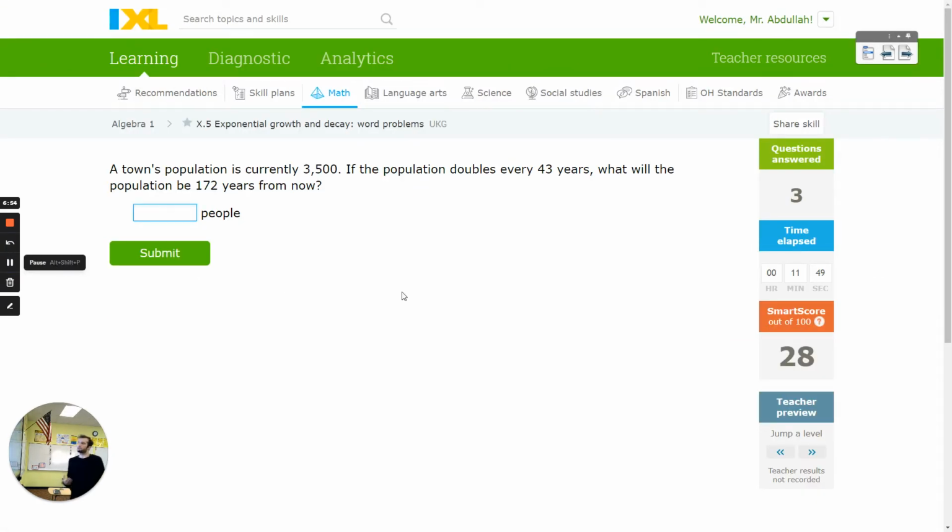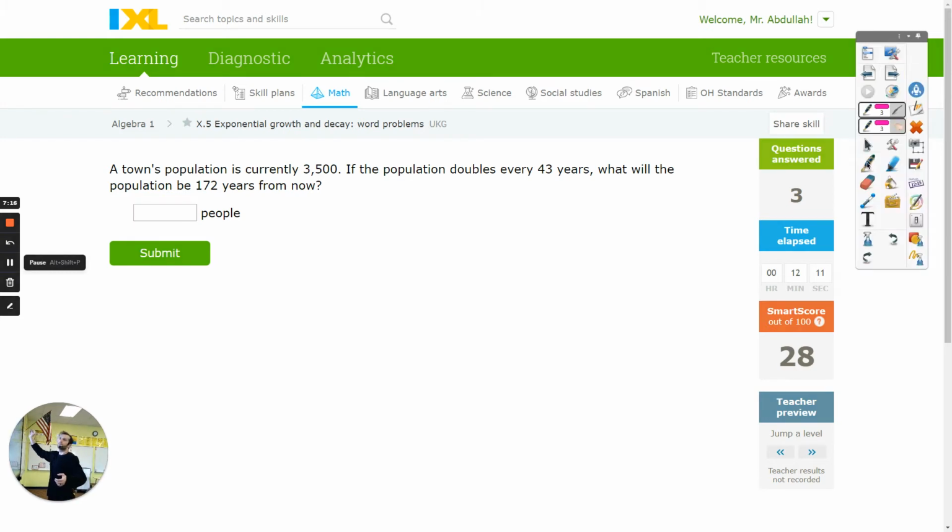Okay, so this question is similar to the first couple questions that we dealt with. A town's population is currently 3,500. If the population doubles every 43 years, what will the population be 172 years from now? So we need to figure out how many times 43 goes into 172. Divide those two numbers to see how many times it'll double. This one would be 4, so it'll double 4 times.